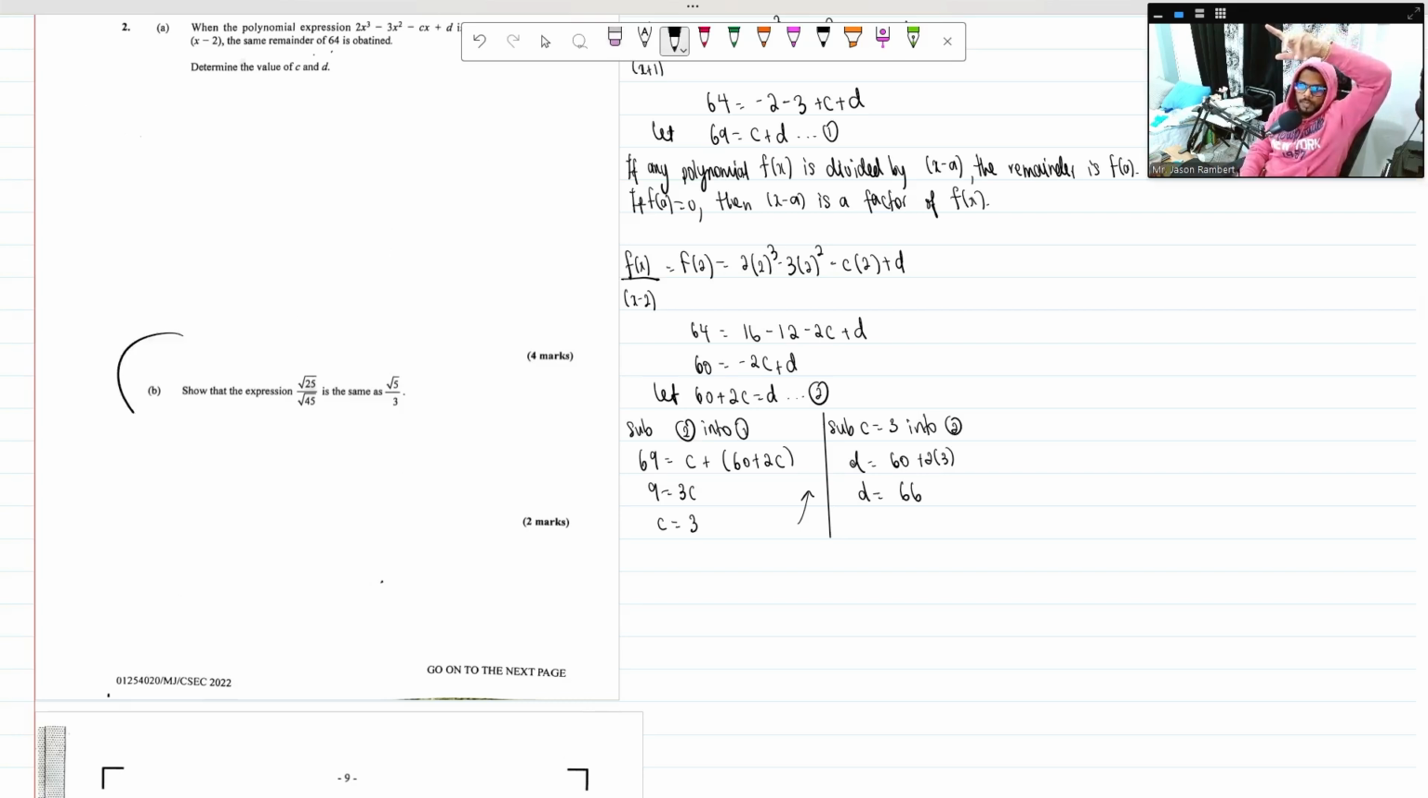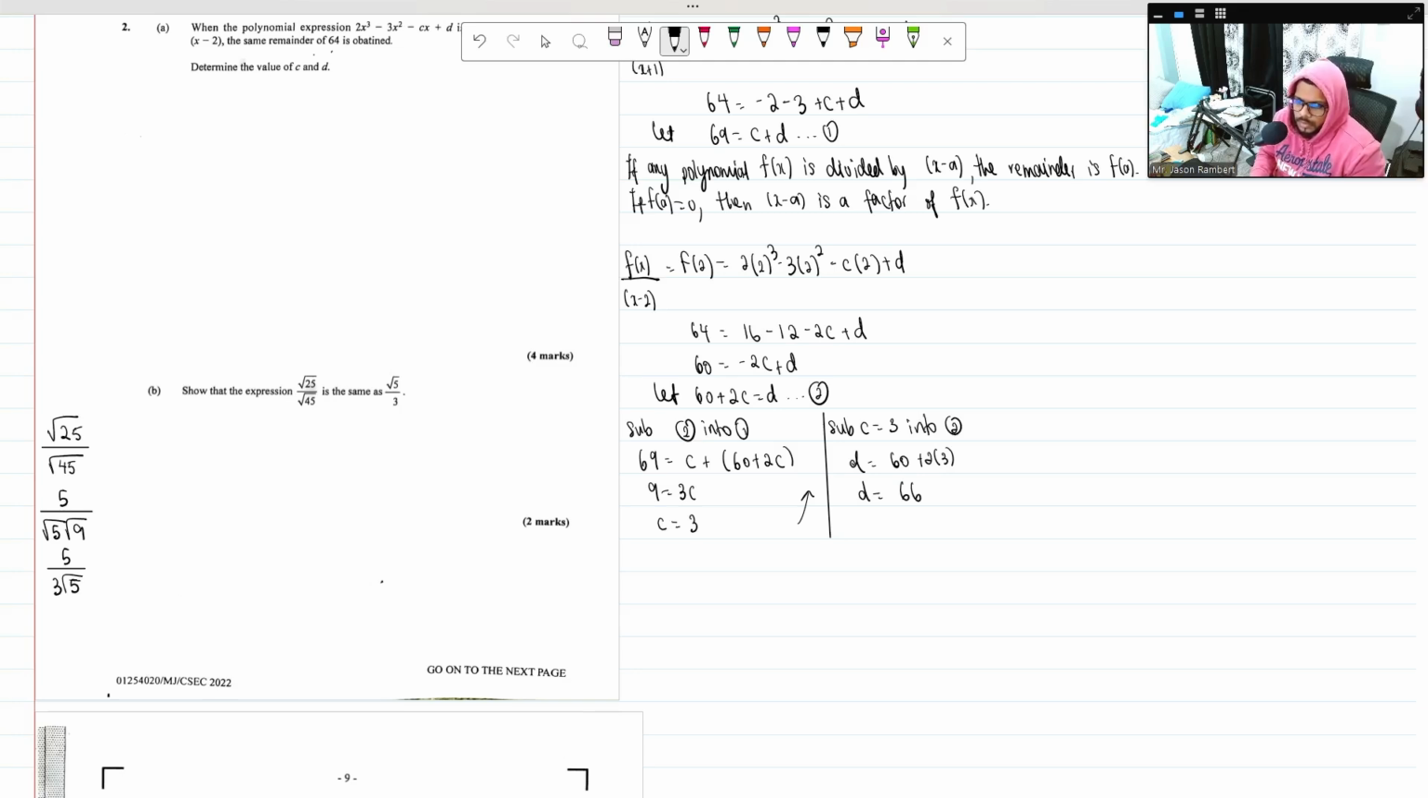I'm going to do it for part B. I'm going to utilize the space I have on the paper for part B. So, root 25 divided by root 45 is equal to 5 divided by, if I want, I could rationalize, root 5 by root 9, which is 5 over 3 root 5.